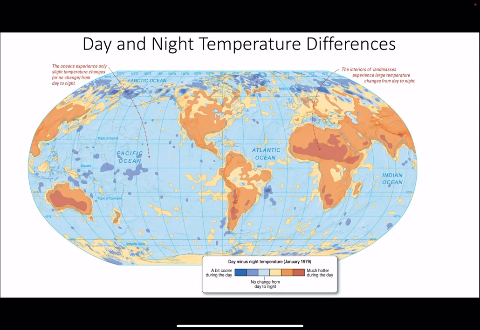So this plot is showing day and night temperature differences. So think about the ocean. If you think about the daytime temperature minus the nighttime temperature, they're actually not that different. There's a minimal change from day to night. It's a little bit cooler, maybe during the night than the day, but it's not significant. For the most part, it's the same.